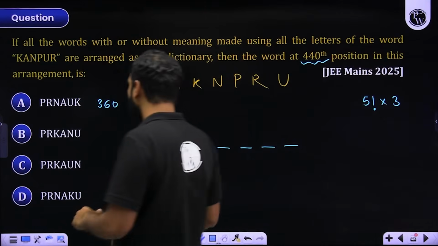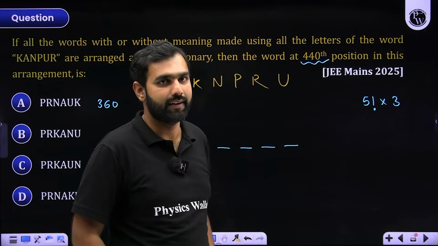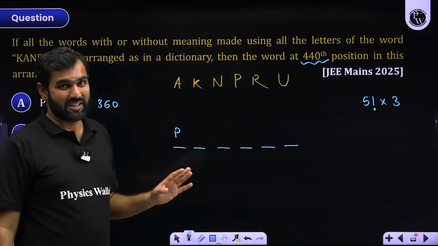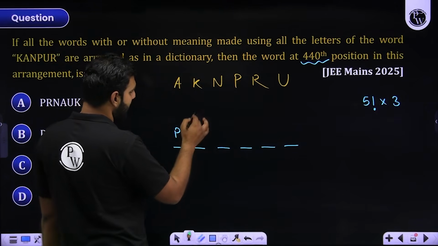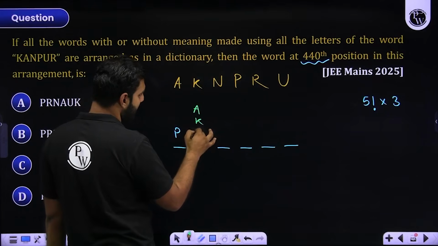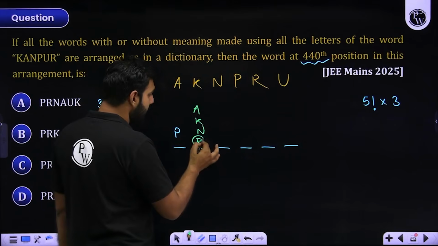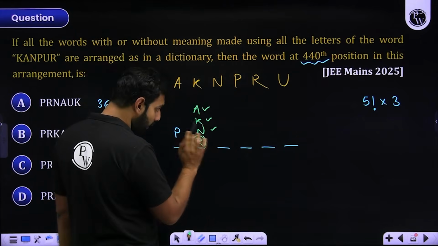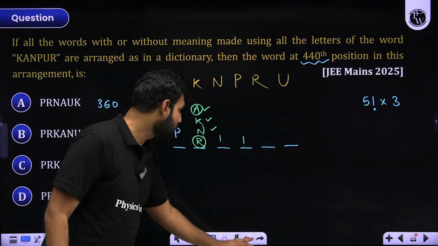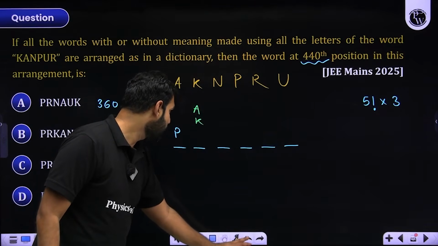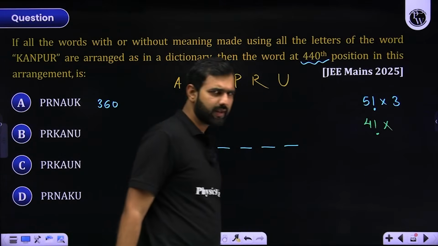Now, let me go to the next part, because looking at the options only, I'm getting the idea that it will have R at the second index. So before I reach R, how many choices do I have? When I start with P, I can have A here, then K here, then N here. P of course I cannot have, and then I'll have R here. But before I push R here, for A, I have 4 choices, which means 4 factorial. Did you get my point?